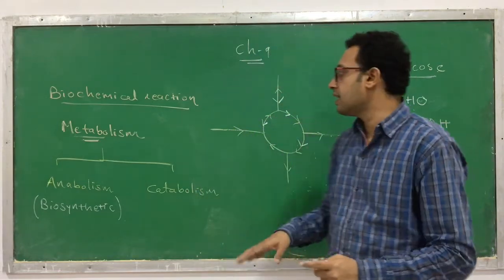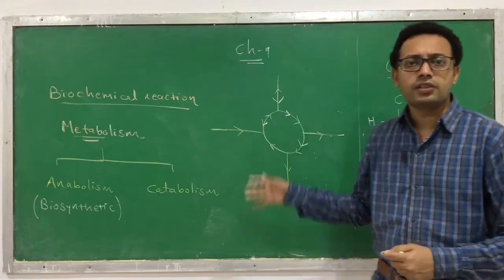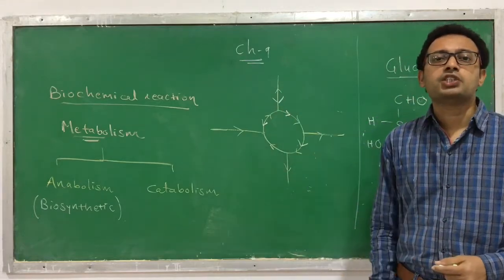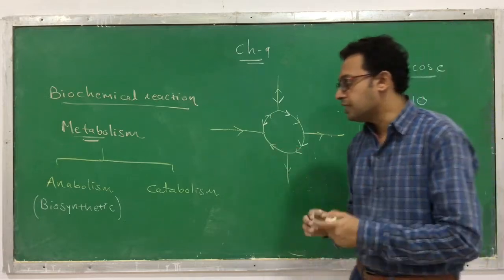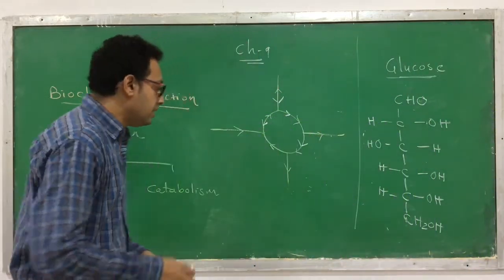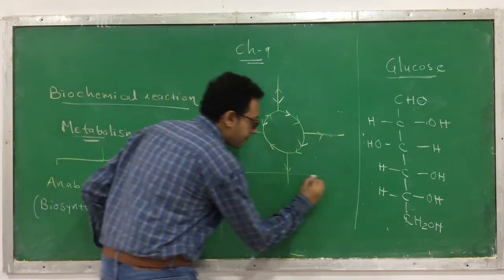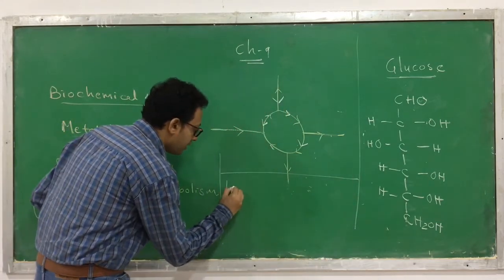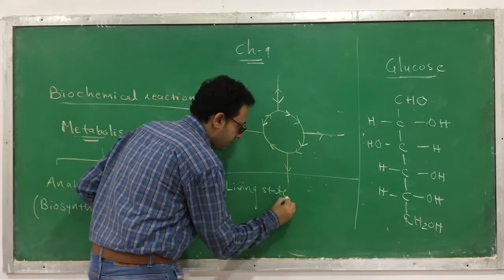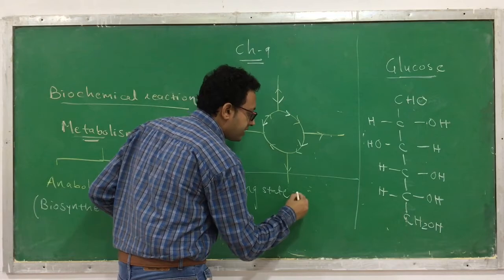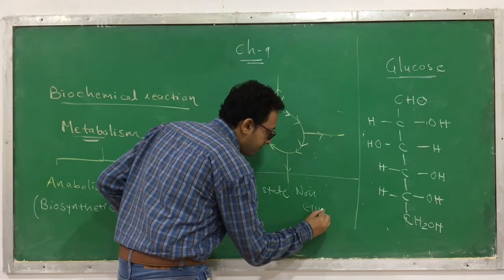So it is like a heavy traffic junction. Continuous vehicles are running on the traffic junction. The same kind of situation exists over here. So that means you have to remember that in a living organism, the living steady state is always in non-equilibrium.